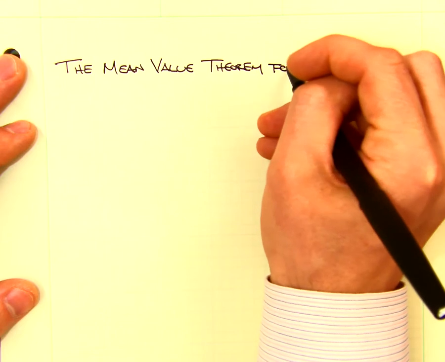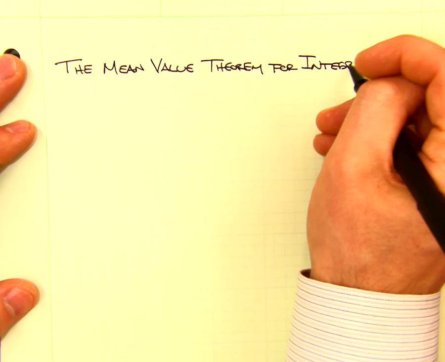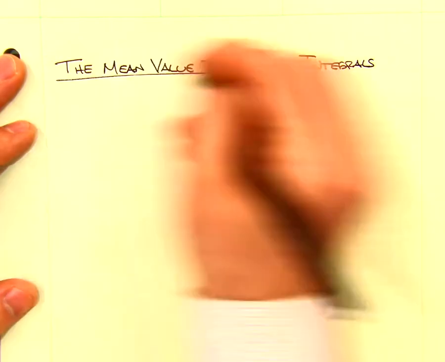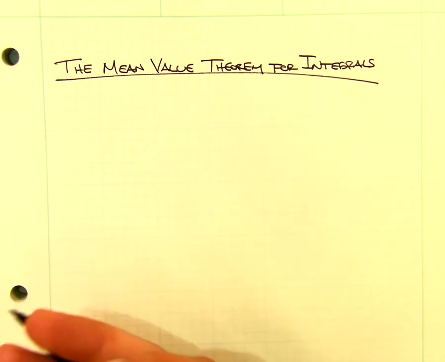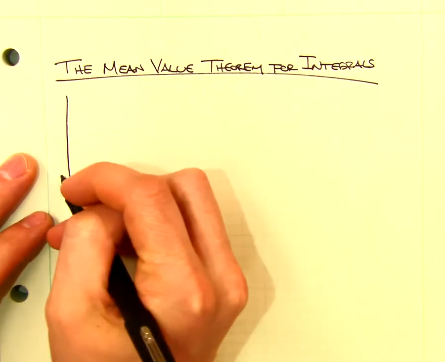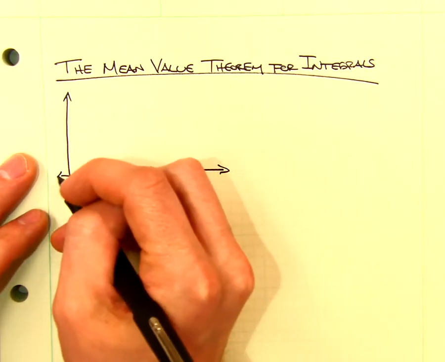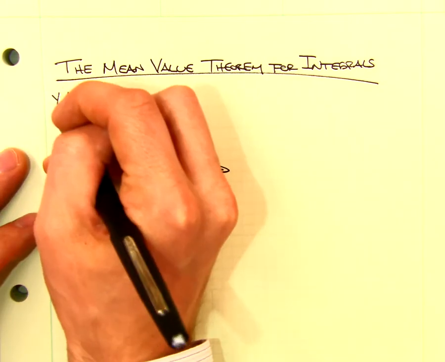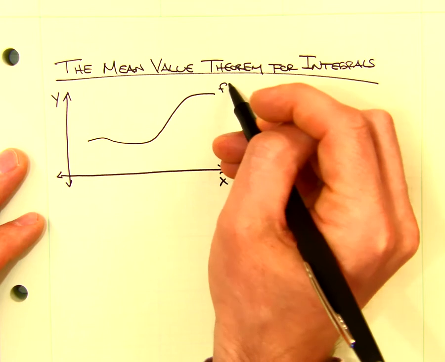For integrals. Mean value theorem for integrals. Now, I'm just going to go ahead and give it to you initially. But before I do that, I want to sketch it out. This is one of those things that conceptually is way easier to understand if you can visualize what is going on. And so here we've got our xy axis, x, y, and we've got some generic function f of x.